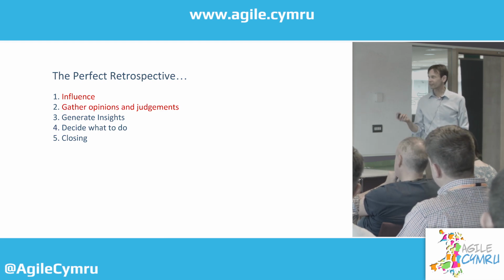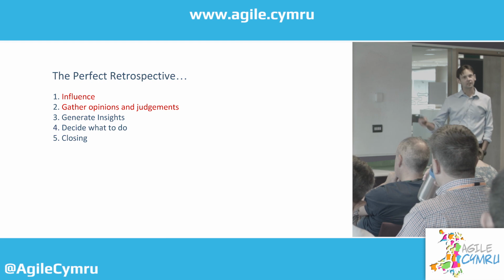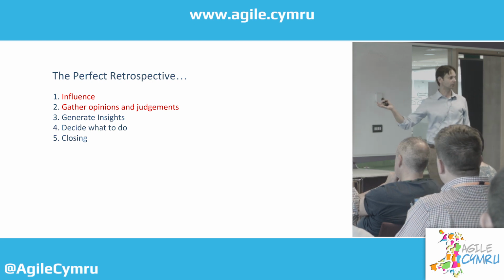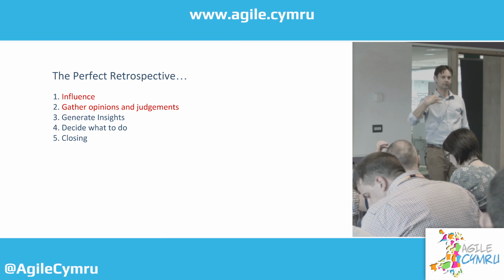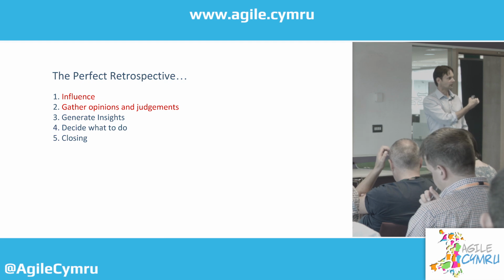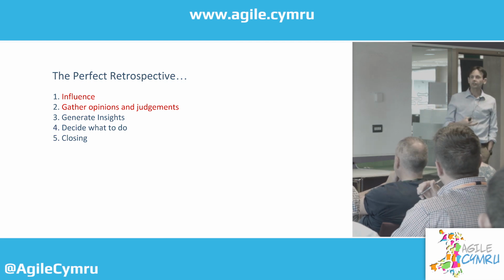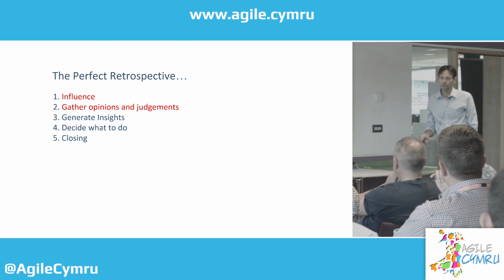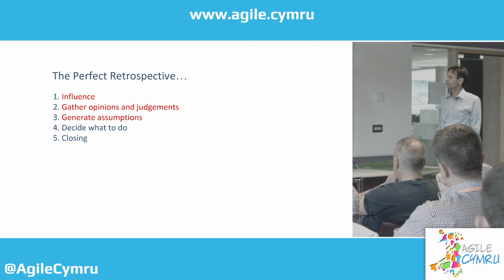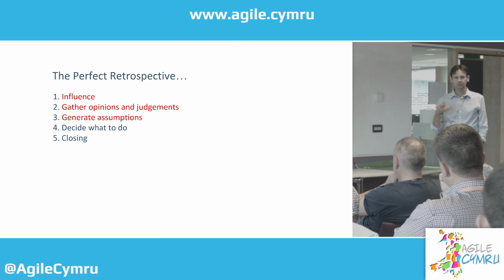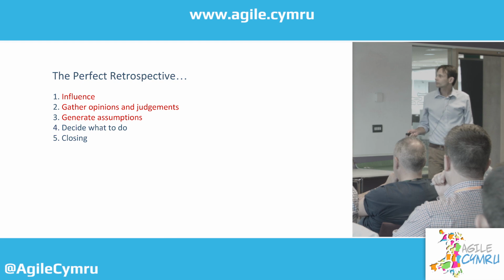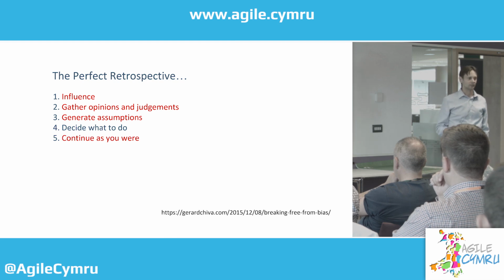So influence, gather opinions and judgments, not data. If you put up a timeline, which we all know is a pretty good, reliable way of finding out what's happening in a team, the events that come out will be the most recent, the most striking. They won't be genuine data. And so, of course, when we're thinking about Kanban, this is important because we like to bring metrics into the room as well. Generate assumptions, not insights. Let's just think of some things we might do. Decide what to do, and then continue as you were.